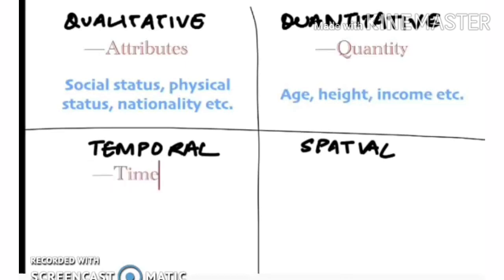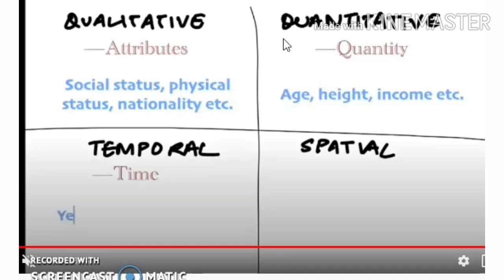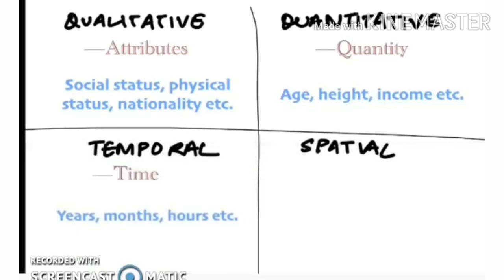These are some of the examples. So next is temporal classification. It's on the basis of time. When the classification is done on the basis of time, it's called temporal classification. Time may be in hours, days, weeks, months, years, etc. So this is temporal classification.